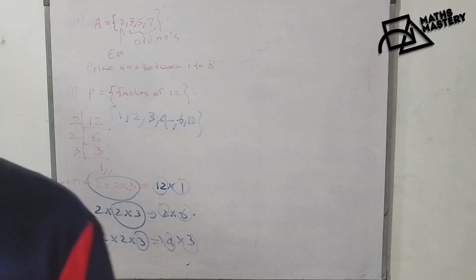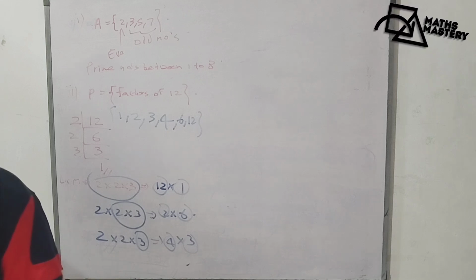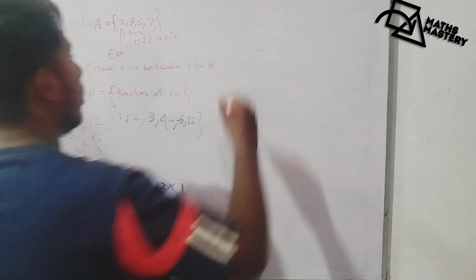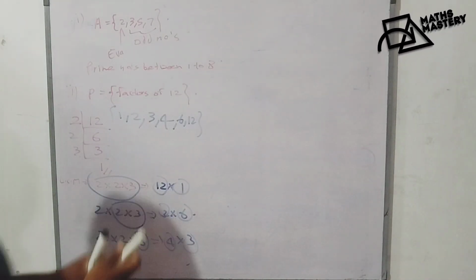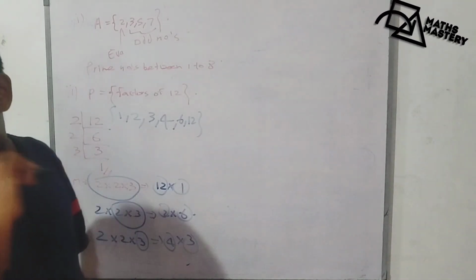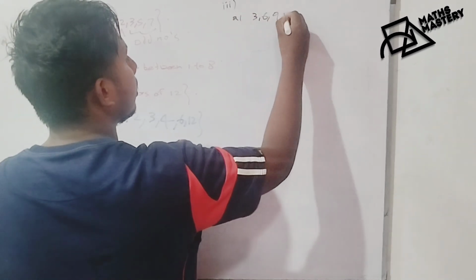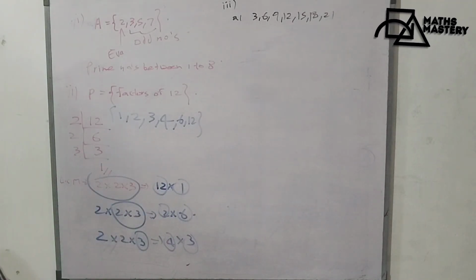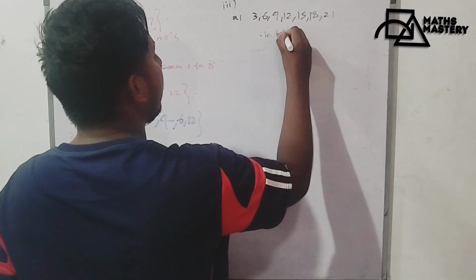Question number 3. Let A equal multiples of 3 that lie between 8 and 20. Write A by listing its elements. Okay, so let's list the elements. They are asking the multiples of 3 between 8 and 20. First of all, let's write the multiples of 3. So we know multiples of 3 are 3, 6, 9, 12, 15, 18, 21. But they have given us a condition. What is the condition? They are asking the multiples of 3 that lie between 8 and 20.